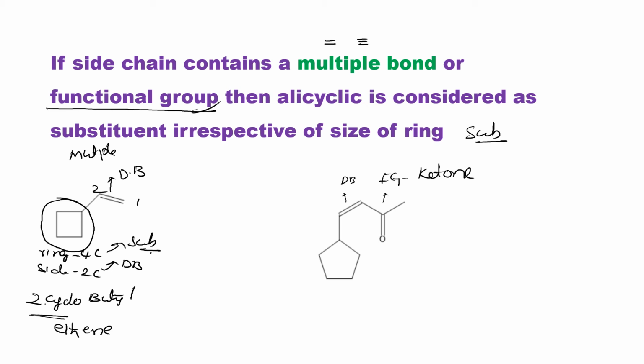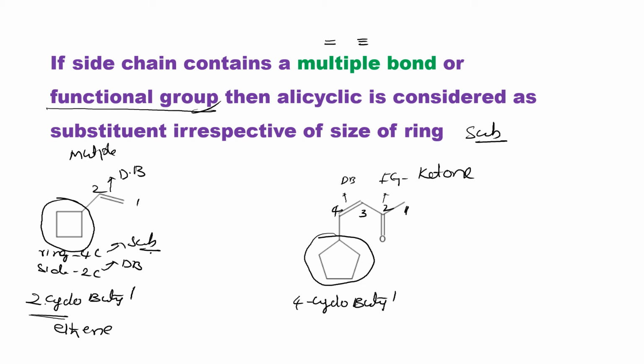So here what do we have to do? In this case we have to follow, among the double bond and the functional group, the functional group has priority, that's why I gave the numbering 1, 2, 3, 4. Here at the fourth position this ring was attached. 4-cyclobutyl. This one will become 4-cyclobutyl.